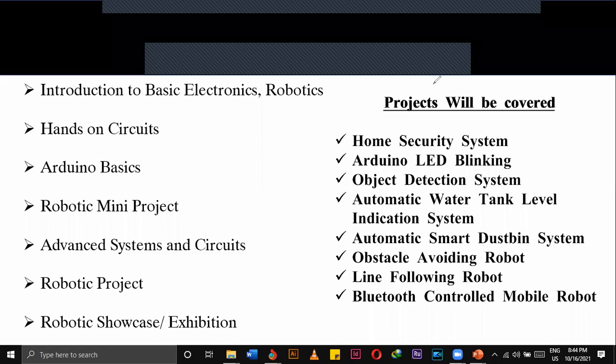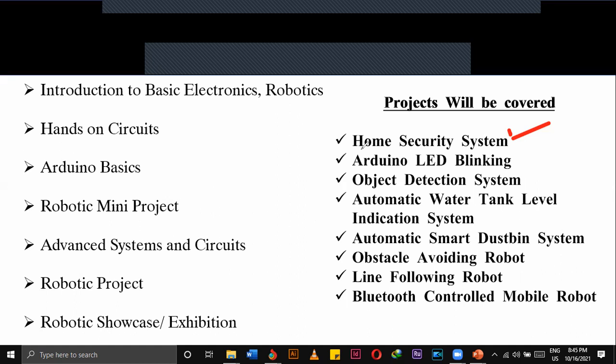The project basically that will be covered is home security system. One of the projects will be home security system. That means if a thief appears in front of your home, there should be an alarm activated, right? So we will discuss how we can create these kinds of circuits, right? So the next one will be Arduino LED blinking. That means by using the Arduino, how we can turn on the LED bulbs, how we can navigate them, those kinds of stuffs will be discussed.